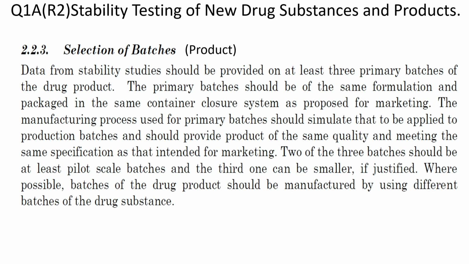2 of the 3 batches should be at least pilot scale batches and the third one can be smaller. If justified, where possible, batches of the drug product should be manufactured by using different batches of the drug substance. So in these 3 batches where you are doing the stability study, if required you can use 2 different batches of the drug substance.